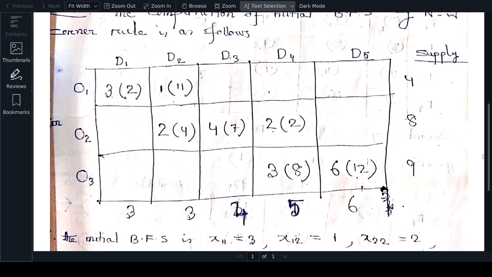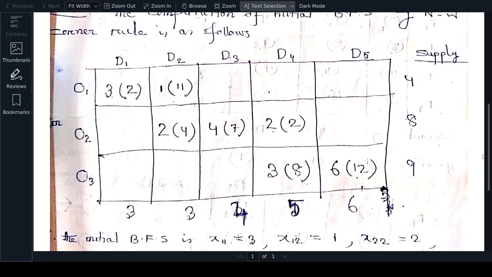Okay. Next, number 1 is what? Start with the cell 1 1. Start with the cell 1 1 means the topmost left corner. Okay, and allocate it the maximum possible amount. So here we allocate in cell 1 1. So the maximum allocation, how much can we give? 3 and 4. So maximum we can give 3, right?